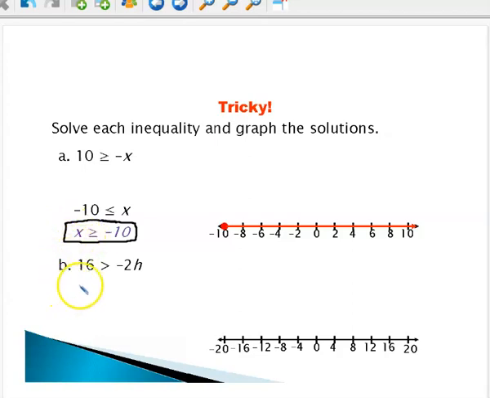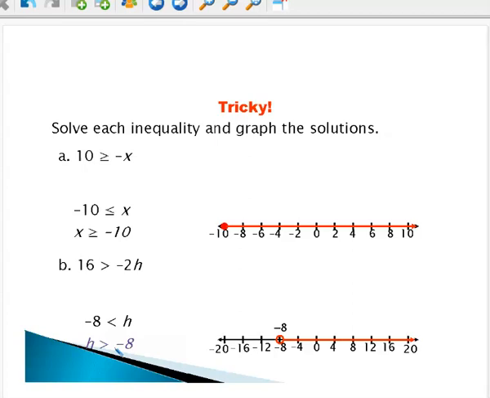Okay, let's look at the next one. I have 16 is greater than -2h. To undo that -2 times h, we'll divide by -2 on both sides. And when we do that, we end up with -8 is less than h. Notice we switch the inequality. But now, since my variable, again, is on the right, I need to switch the whole answer, okay? And when we graph it, we have an open dot this time and shaded to the right.